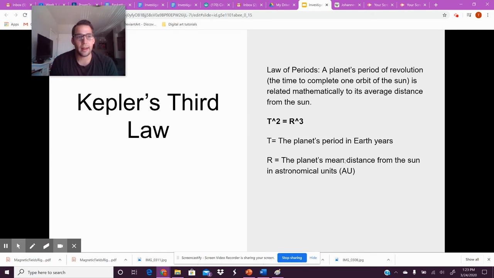If a planet has a T value, a period, that's less than 1, it means that it's going around the sun faster. And if it has a T or a period that is greater than 1, it means that it's going to take longer than an Earth year for that planet to go around the sun. R is going to be the mean distance from the sun in astronomical units. So remember that Earth, as it goes around the sun, is constantly getting closer or farther away. So it's going to be the mean value between the farthest point and its closest point.